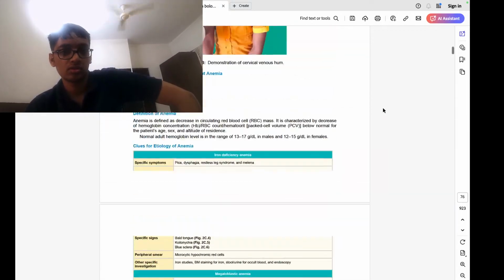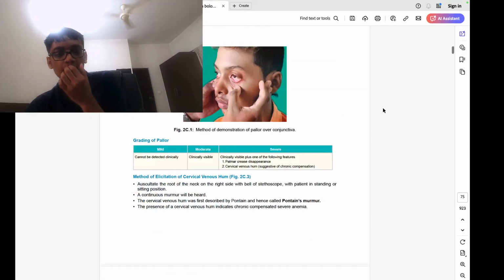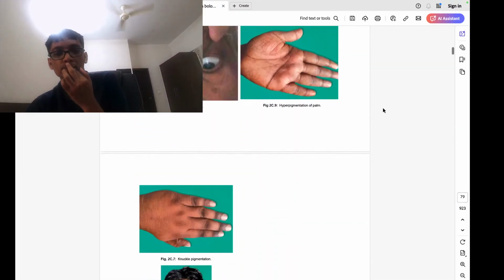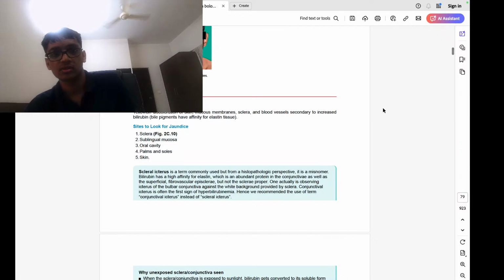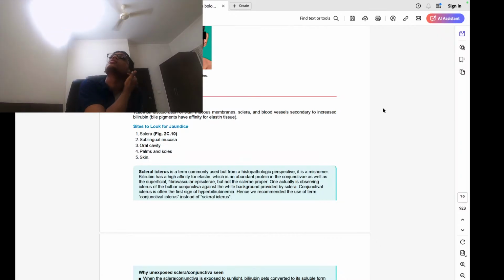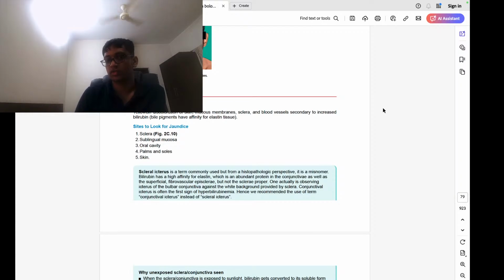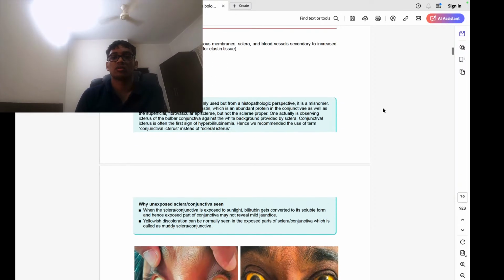Lymphadenopathy and pallor. Icterus is yellow discoloration of the skin, sclera, and mucous membranes secondary to increased bilirubin, a bile pigment which has an affinity for elastin tissue. Sites to look for jaundice are the sclera, sublingual mucosa, oral cavity, palms and soles, and skin.